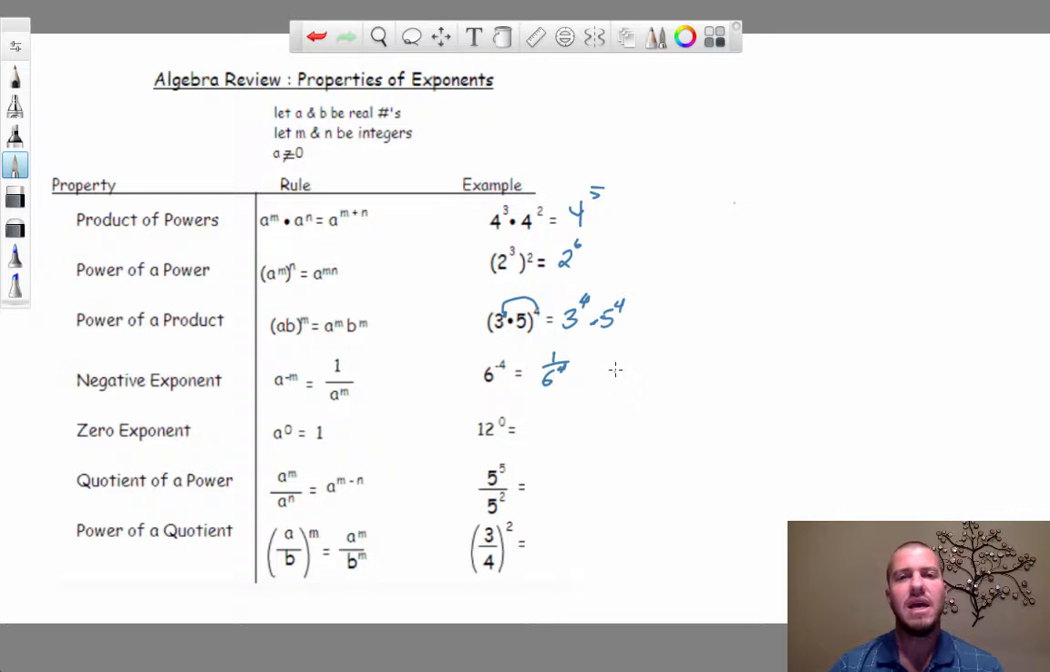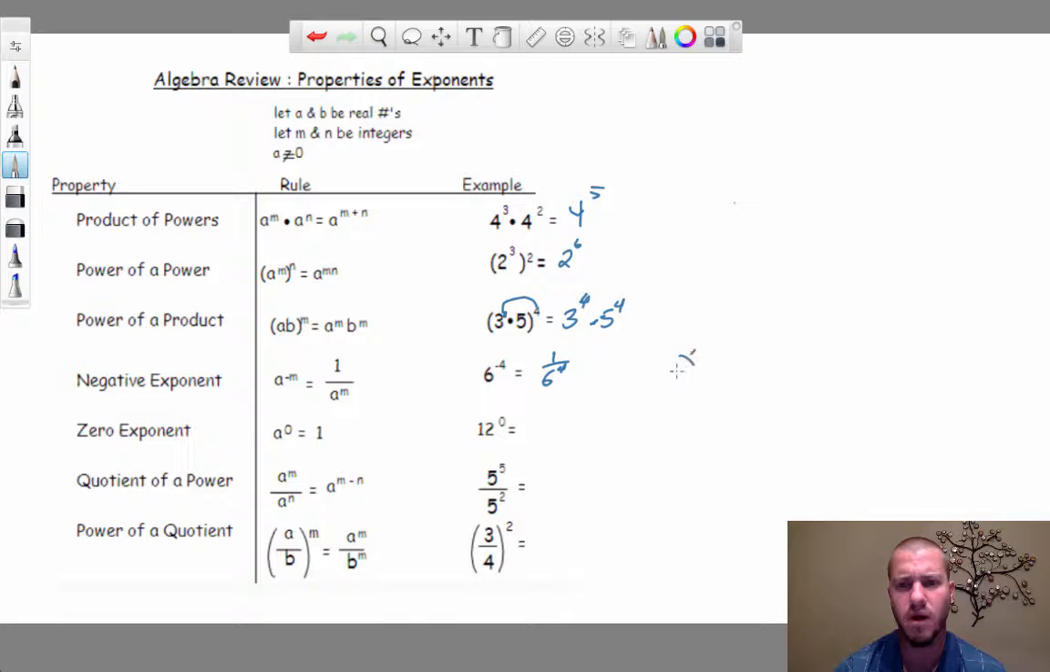A key here is basically the shortcut I use to make an exponent positive. If it is negative, you move it. So if it's in the denominator, you would move it to the numerator. If it's in the numerator, you would move it to the denominator.